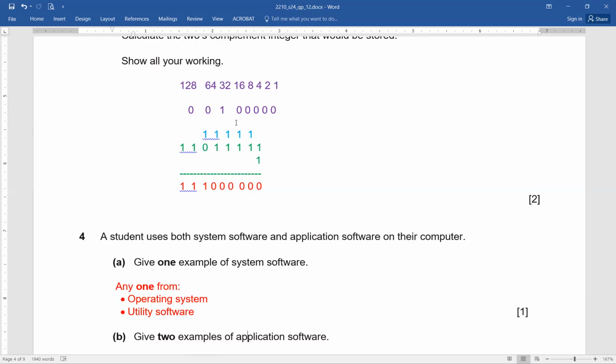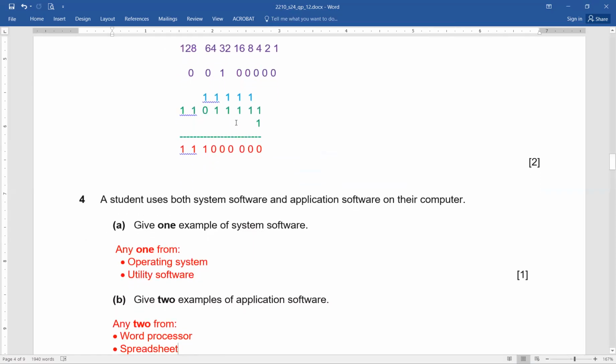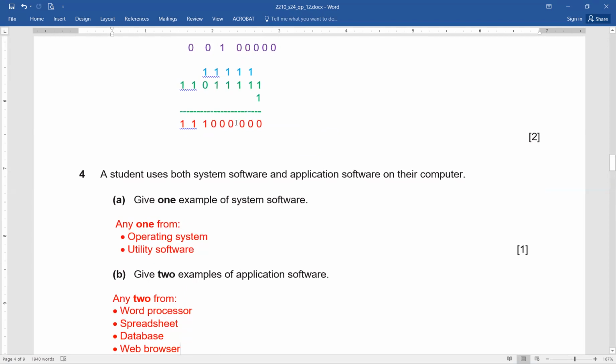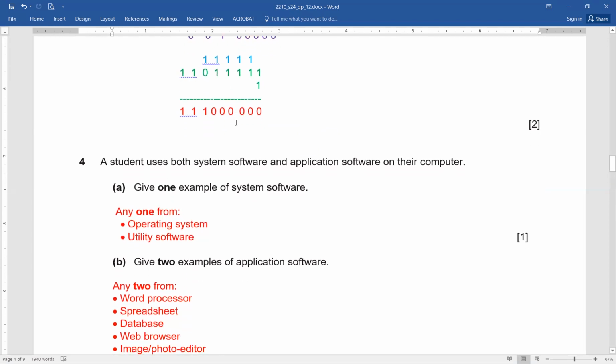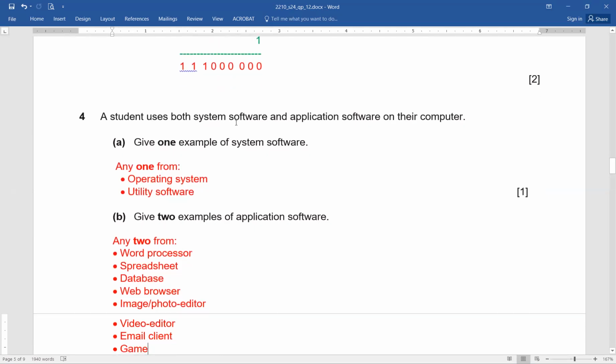Okay, wonderful, excellent. So there are so many options available. You can say word processor, you can say spreadsheet, you can say database, you can say web browser, image or photo editor, you can say video editor, you can say email client, you can talk about games, whatever, even monitoring and control applications, whatever you have learned, you can write them down.